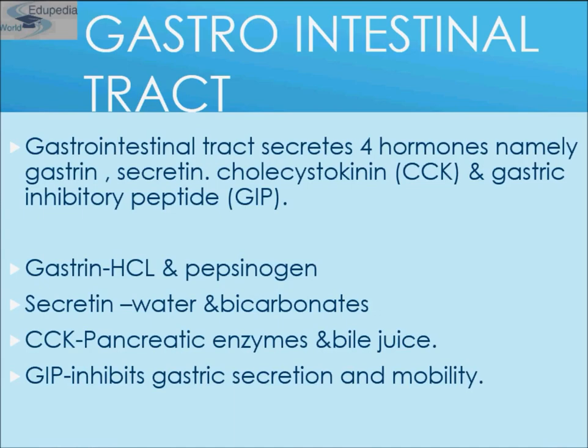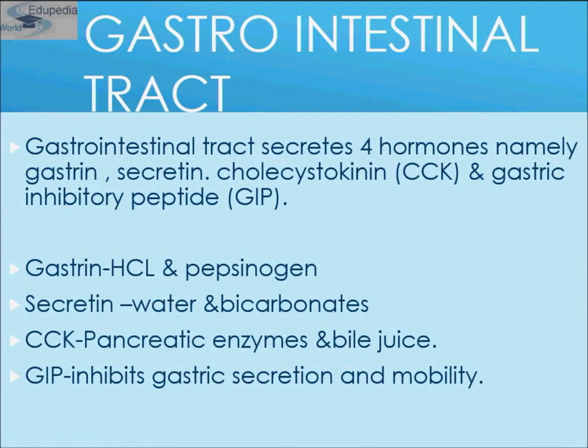Okay, and gastrin stimulates gastric glands, that is stomach glands, to secrete HCl and pepsinogen. And what does secretin do? Secretin stimulates the release of a solution of sodium bicarbonate and water from the exocrine part of the pancreas to form pancreatic juices. And what does CCK pancreozymin do? It stimulates the pancreas to release pancreatic enzymes and the gallbladder of the liver to release bile juice.